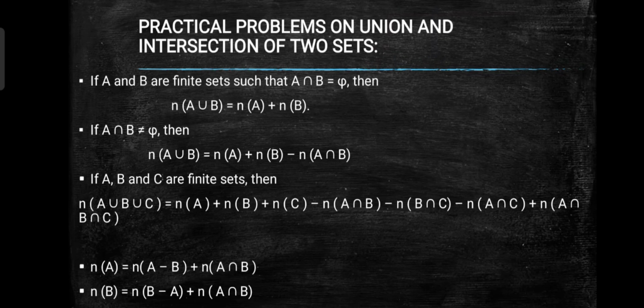Next, for three sets, n of A union B union C would be n of A plus n of B plus n of C minus n of A intersection B, minus n of B intersection C, minus n of A intersection C, plus n of A intersection B intersection C.